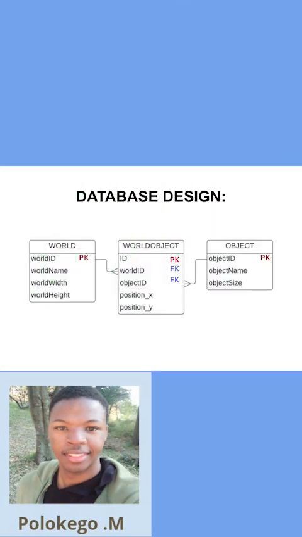The database consists of three main entities: the world entity, used to store all game worlds; the objects entity, used to store all game objects such as obstacles, pits, and mines; and finally, the world objects entity, which acts as a composite entity used to link the two together for a normalized database schema.